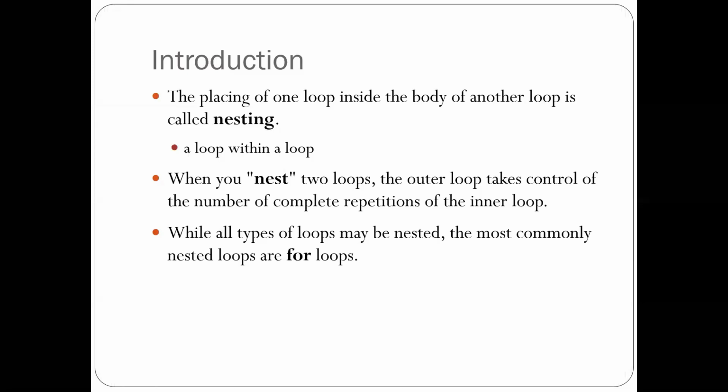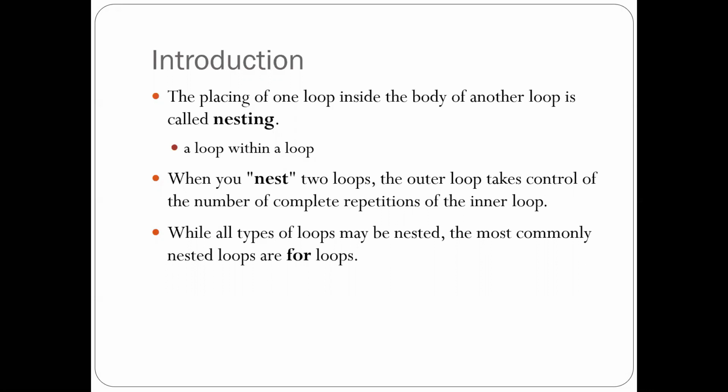Okay, next is nested loop. Same as the selection. Selection, we have the nested selection, which is if inside if. However, for loop, we also have the nested loop. Usually, nested loop, we use the for loop. For inside for, or while inside while. The placing of one loop inside the body of another loop is called nesting.